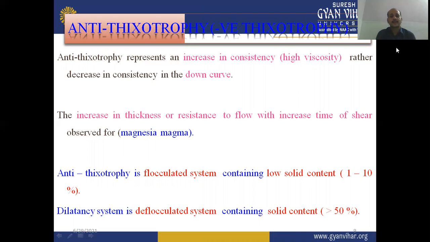Anti-thixotropy is seen in a flocculated system containing low solid contents, maybe 1 to 10%. A dilatancy system is a deflocculated system containing solid contents of more than 50%. So with the help of different examples like magnesia magma, we can easily understand the concept of thixotropic or anti-thixotropic behavior of different substances.